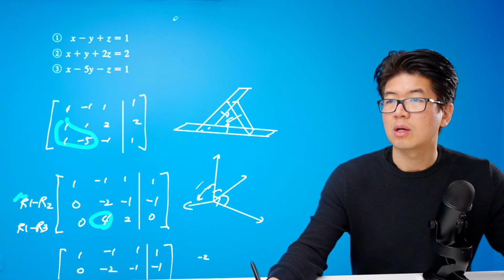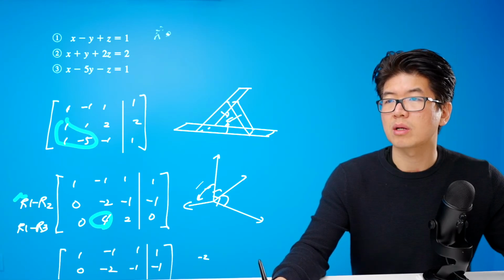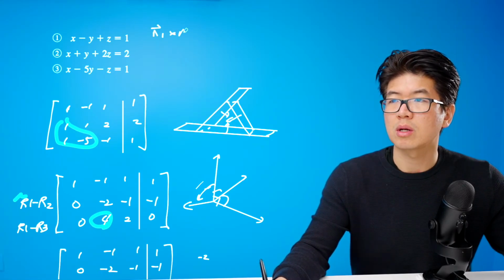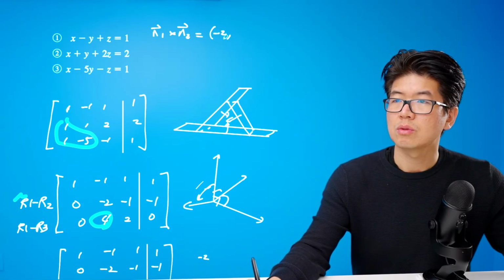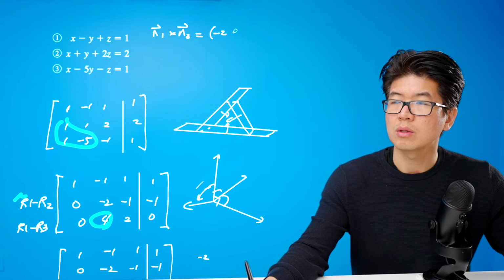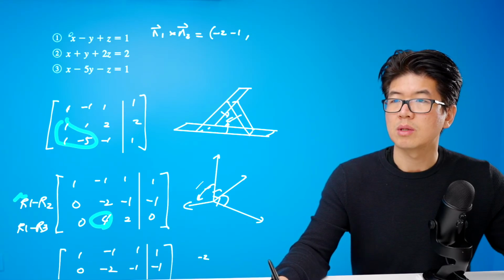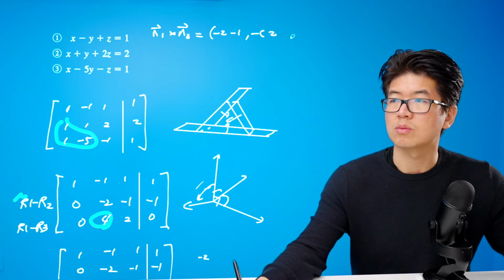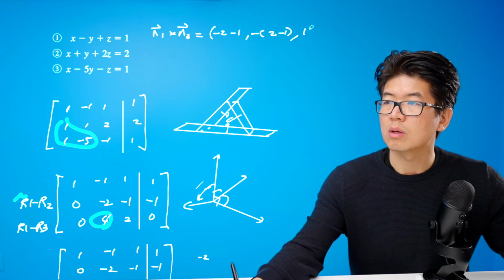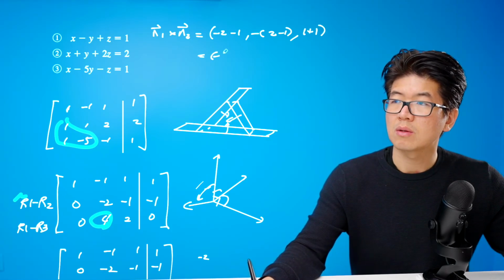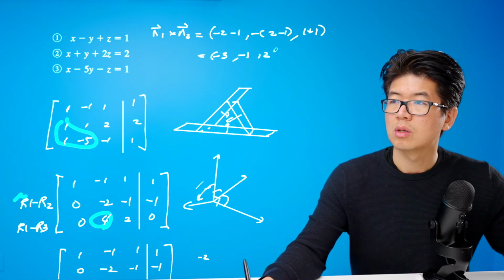So let's do the cross product between the first normal and the second normal. And that's going to be -2, -2, -1. And then it's going to be minus of 2, -1. And then it's going to be 1 plus 1, 1 plus 1. So -3, and that's -1 and 2.